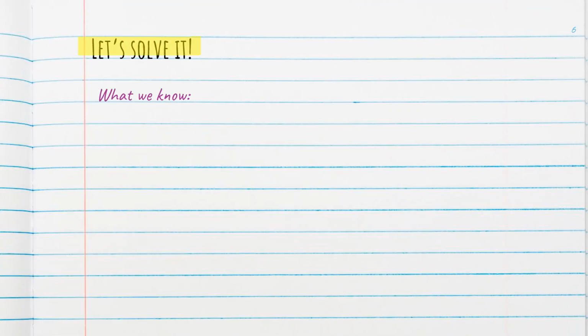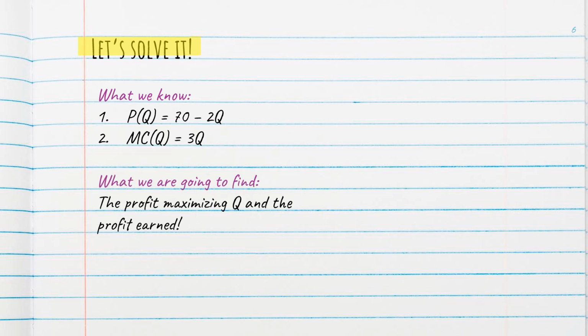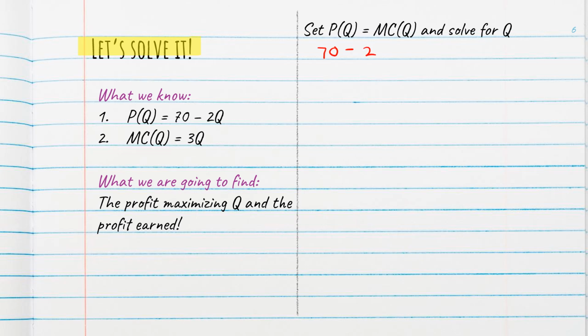Let's solve this question. So here's what we know. We have our inverse demand curve and our marginal cost curve, and we're trying to find the profit maximizing quantity as well as the profit earned. Our first step is to find that profit maximizing quantity, and this is just a matter of setting inverse demand equal to marginal cost. So I have 70 minus 2Q is equal to 3Q. If I collect my Q's together, I have 5Q is equal to 70. If I divide both sides by 5, I determine that Q is equal to 14.